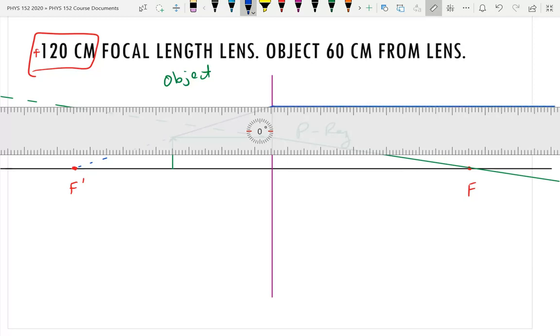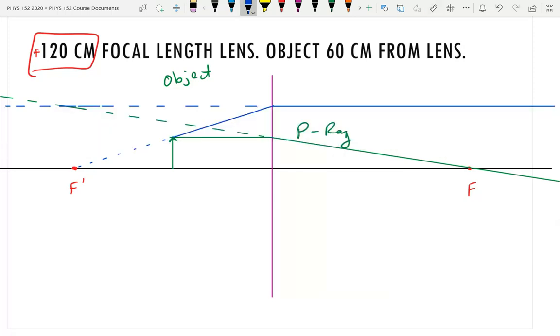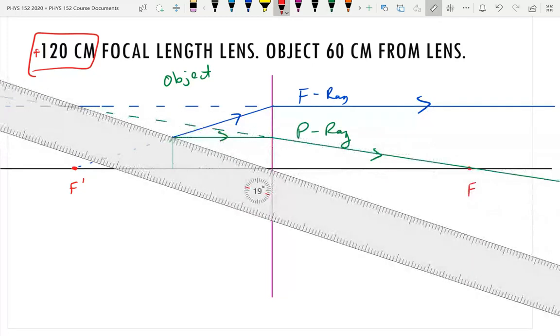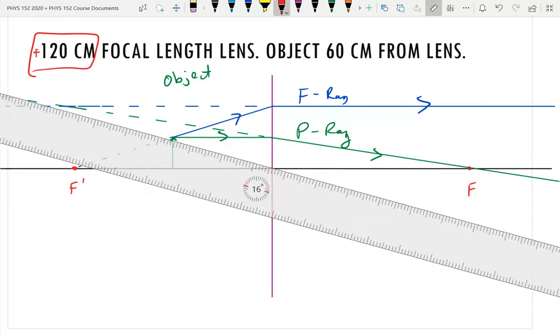Well, now you can clearly see the green line and the blue lines, they will never meet. But I knew that. That's why I extrapolated back my green line. Now I'm going to extrapolate back my blue line. So now I have my focal ray done. And all that remains is the vertex ray. Vertex ray, the easy one, from the tip to the vertex.